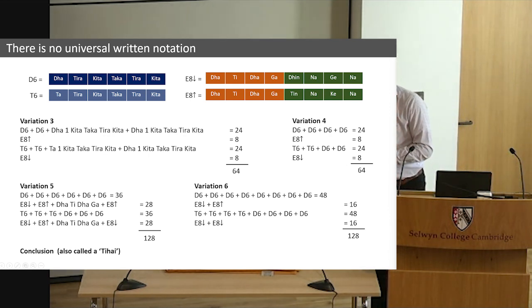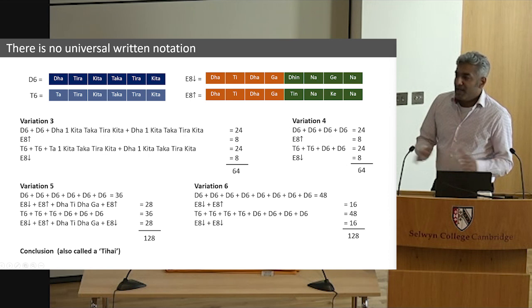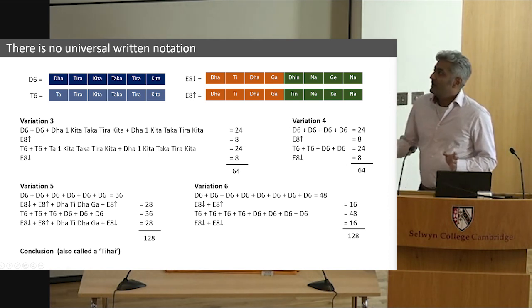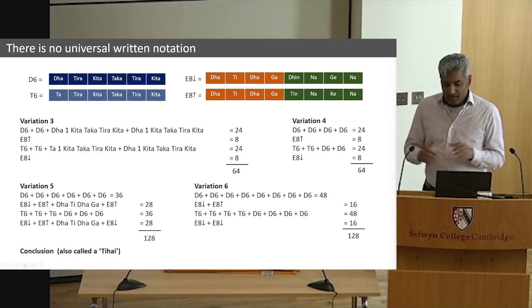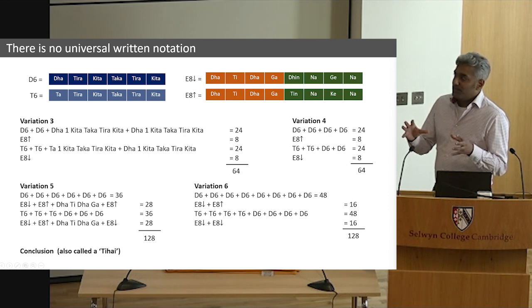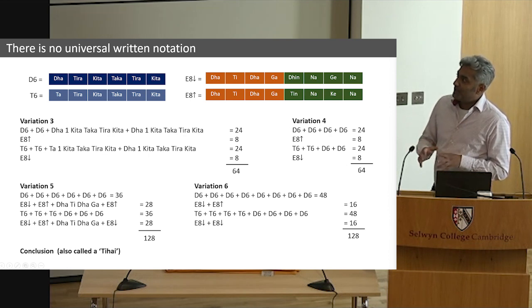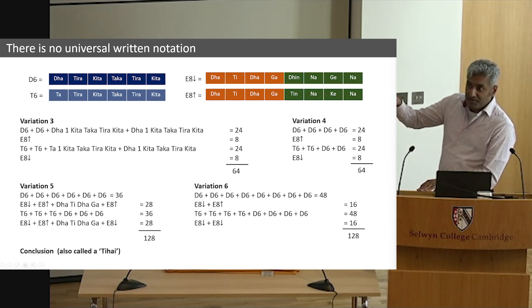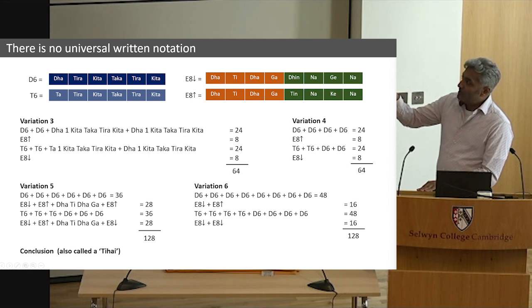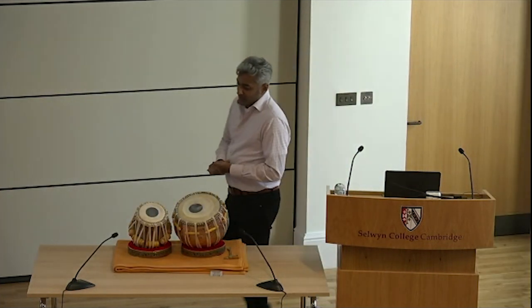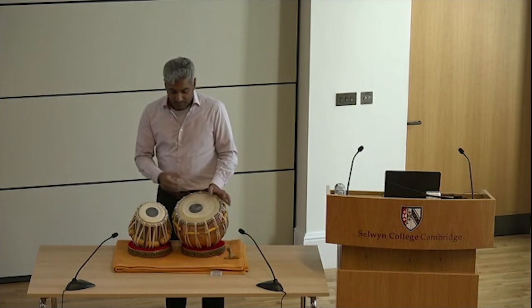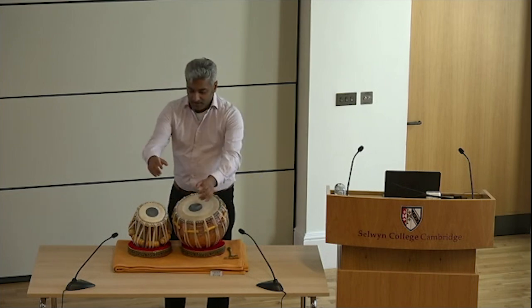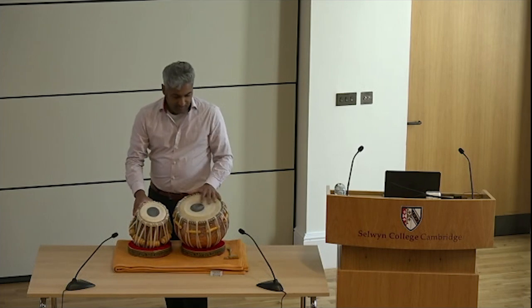So I'll try and play the entire composition for you. I'll play the original composition, and I'll perform some variations on them. In fact, I'll go through all the variations that you see over here, all the way to variation 6, and I'll finally conclude this piece. This is just to give you an idea of what an Indian classical tabla concert might sound like. So let's see how it goes.